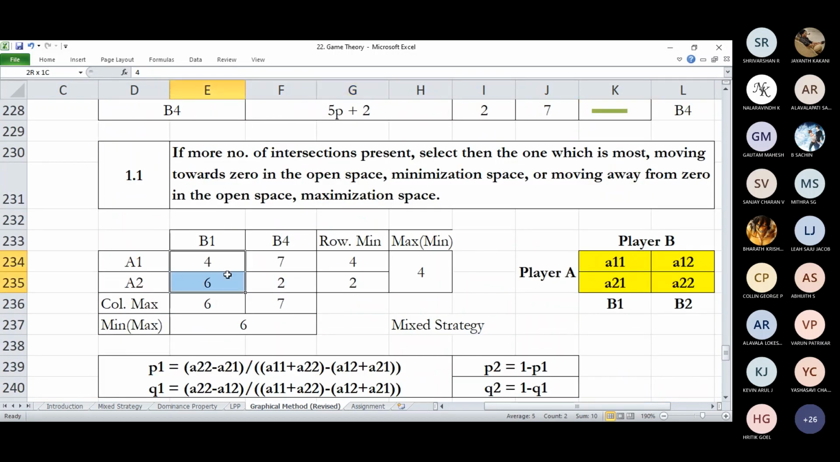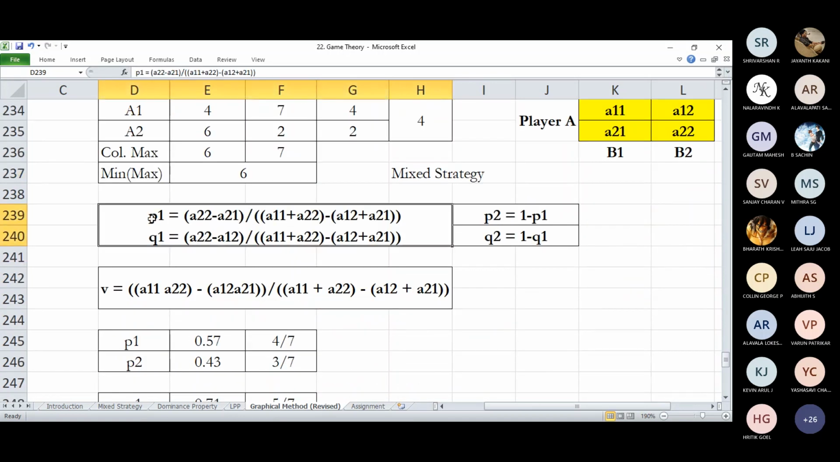That's why we have got 4, 6, and 7, 2. The minimum of this is 4, and the minimum of this is 2, and the maximum of these minimums is 4. The maximum of this is 6, and the maximum of this is 7, so the minimum of these is 6. So it is a mixed strategy, right? There's no pure strategy. Then we need to find out using this formula.